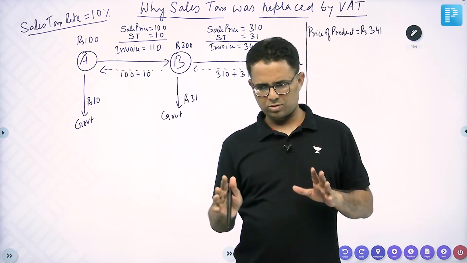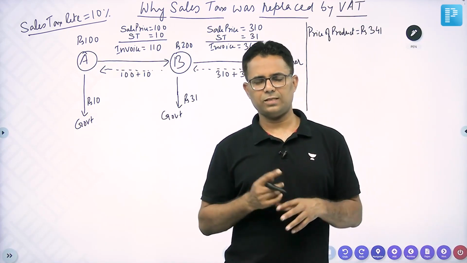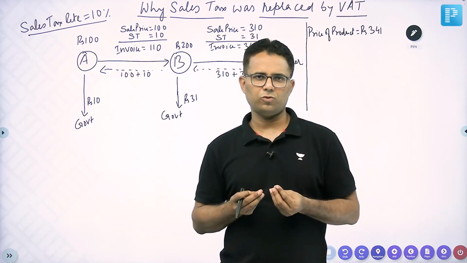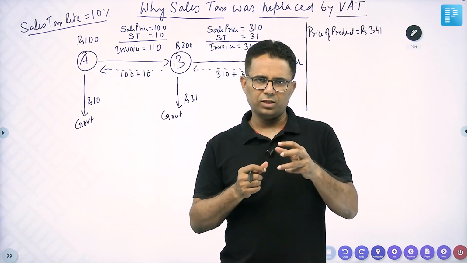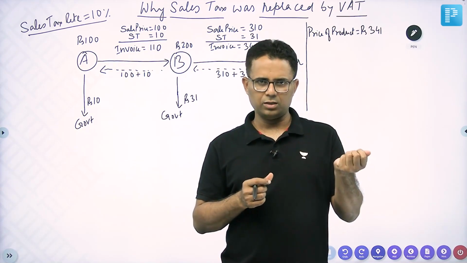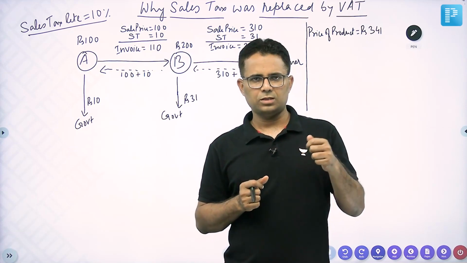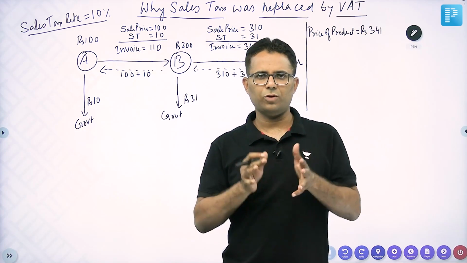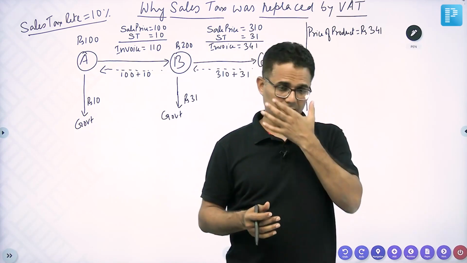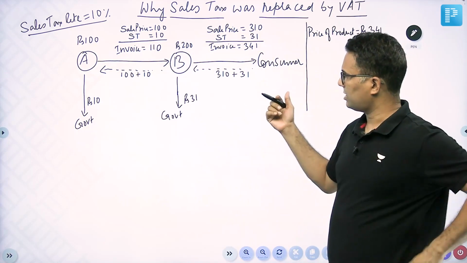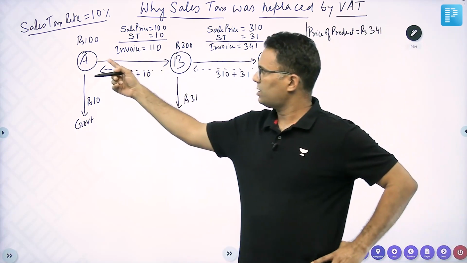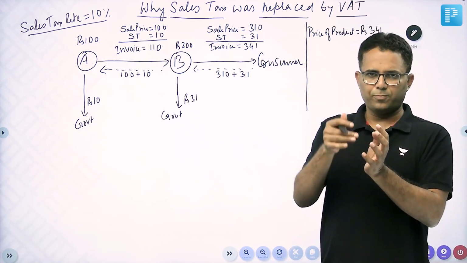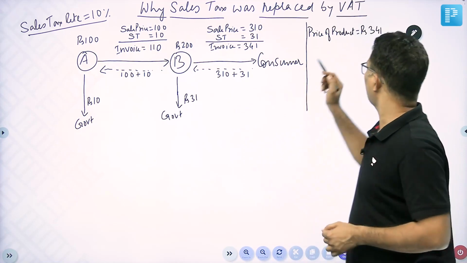I hope you have not forgotten the concept of value addition. See, if I purchased a raw material worth rupees 20 and I converted that into a finished product and sold it for 50, so I purchased raw material for 20 and sold the product for 50, my value addition is 50 minus 20, 30. So the value of my work is 30. That is called value addition. So in this case, A's value addition is 100, B's value addition is 200. So the value of the product is 300, but the price of the product because of the tax becomes 341.